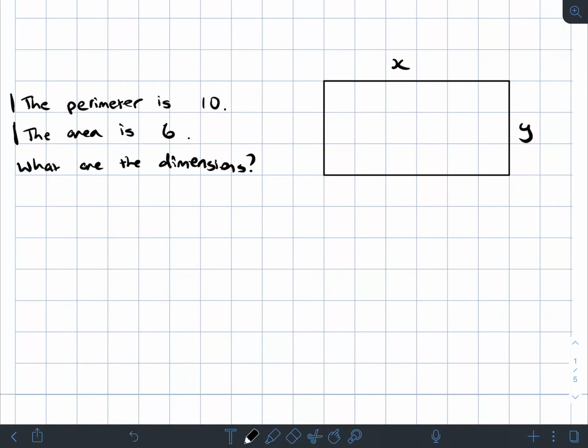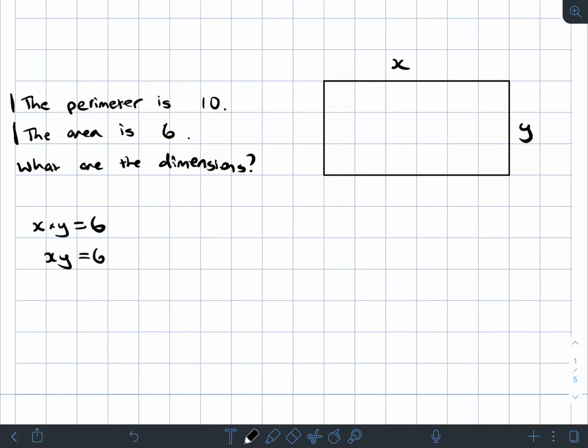So again, we could write equations which represent both of these. The area one's probably the straightforward one. If x and y are our length and our width, let's write that as an equation for the area. We know that we multiply the length and the width, so that's x times y is equal to 6, which we could just write as xy equals 6.